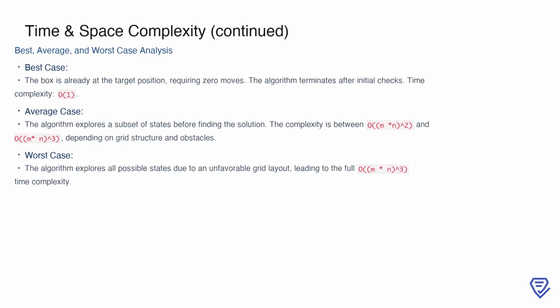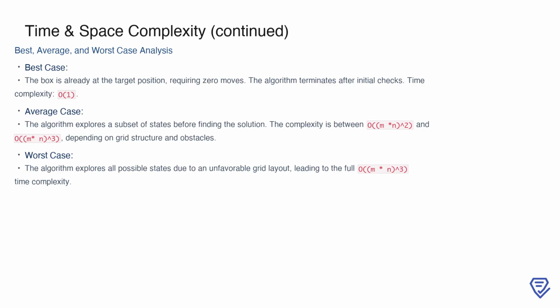Analyzing the best, average, and worst-case scenarios provides further insight into the algorithm's behavior. In the best case, the box is already at the target position, meaning no moves are required, and the algorithm terminates after the initial checks. In this scenario, the time complexity is O(1). In the average case, the algorithm explores a smaller subset of the state space before finding a solution. The complexity in such cases lies between m times n squared and m times n cubed, depending on the distribution of obstacles and the structure of the grid.